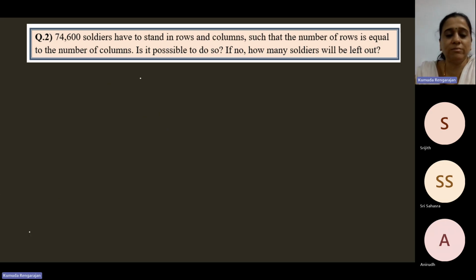Okay, tell me for this number. If there are 50 children and you have to arrange them in the form of a square, how many can be accommodated in the square and how many will be left out?